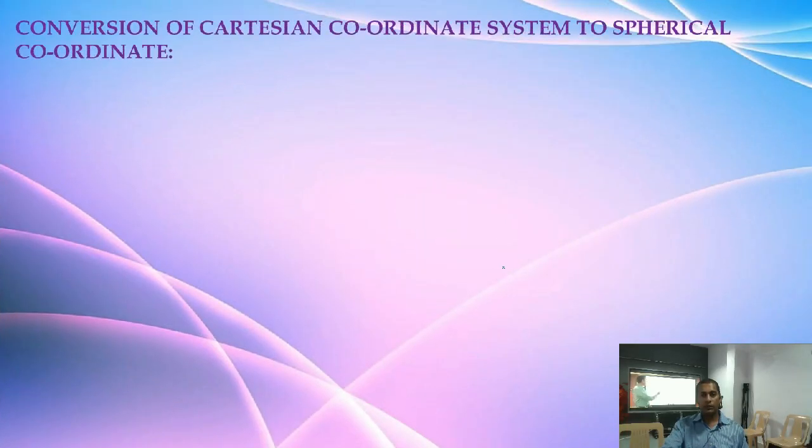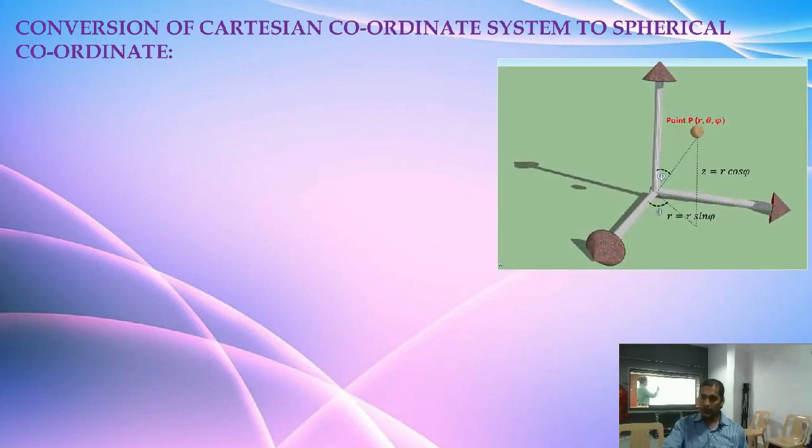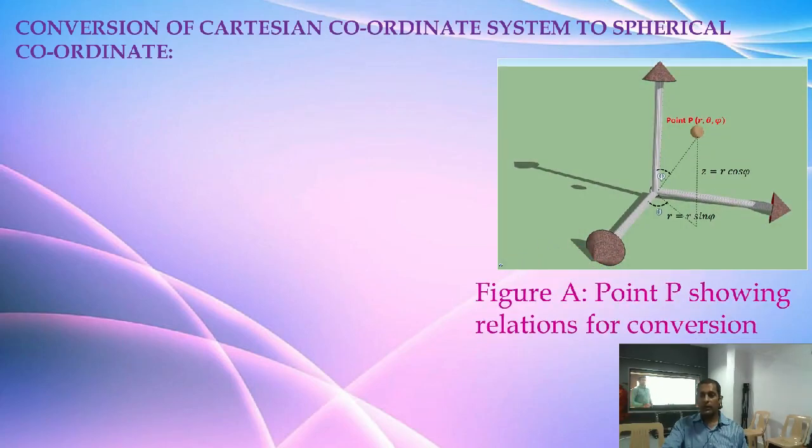So by using the geometry of the figure we can find out the various relations. Like here we can see where point P is showing the relation for conversion. Say we have r theta phi or r phi theta, point P defined in the spherical coordinate system. So from here we can get the height z. Z of the Cartesian coordinate system we can represent by r cos phi. In a few books it will be given as theta, so we can write r cos theta. Similarly, we can have different conversions.